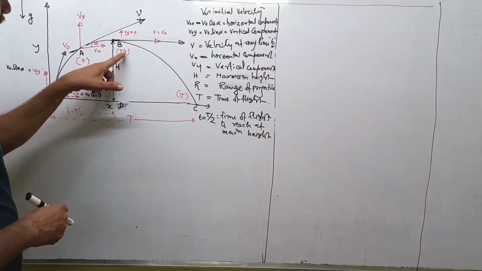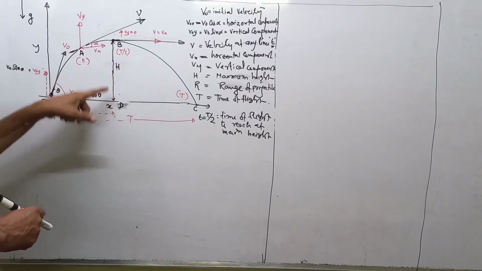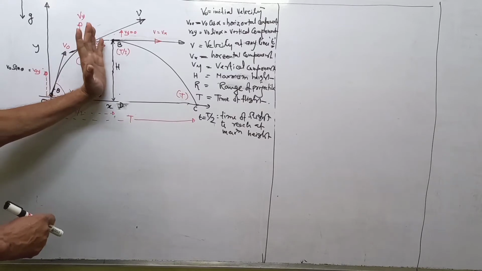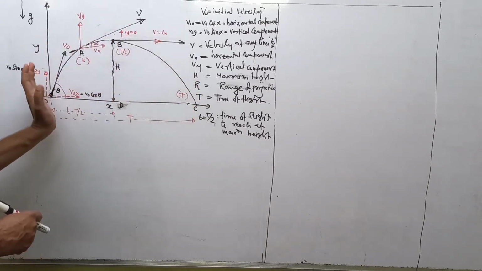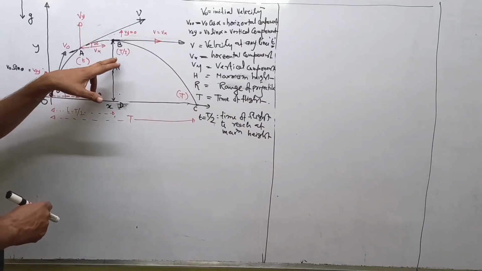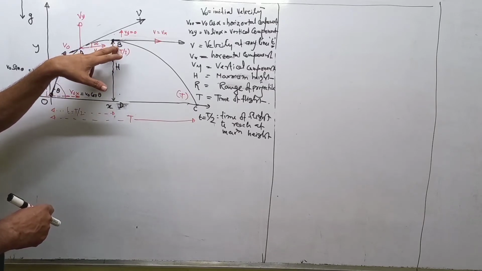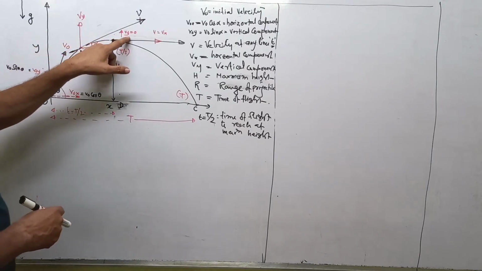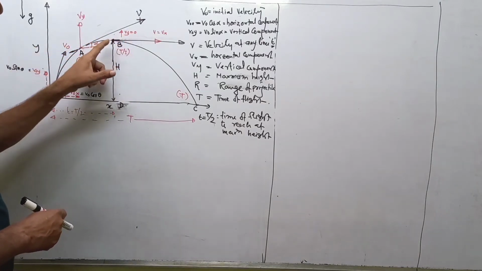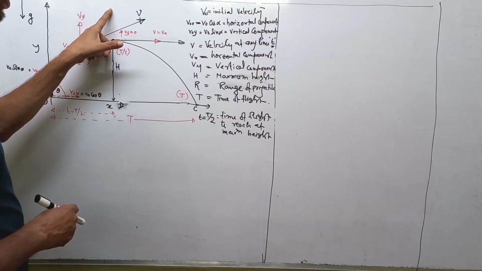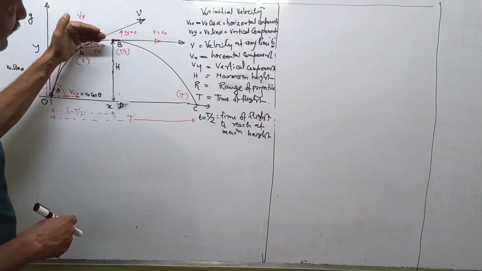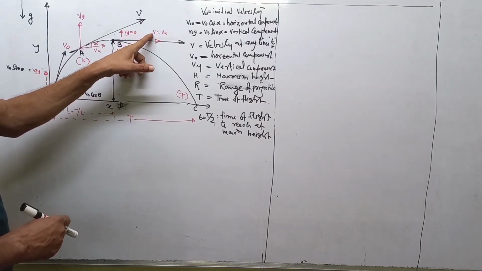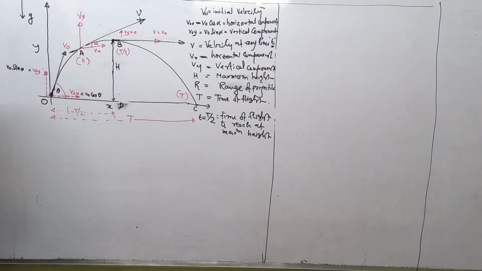After time capital T by 2, the particle reaches B, which shows the maximum height of the entire projectile motion. That means at B, V equals Vx and Vy equals 0. Be very careful, because it is not moving upward any more, it is moving horizontally. So Vy equals 0 and the final velocity V equals Vx.